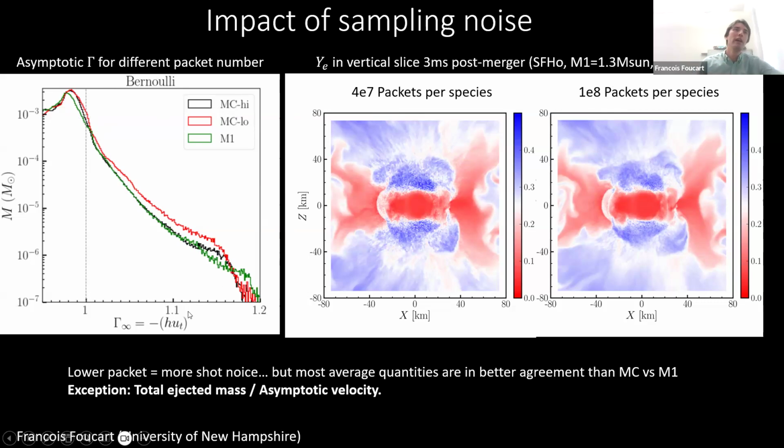And so here, the effect of neutrino sampling noise, of Monte Carlo sampling noise, is comparable at least to numerical errors in the simulation. And of course, ejected mass is an important quantity for us to model, so this is not a negligible source of error.